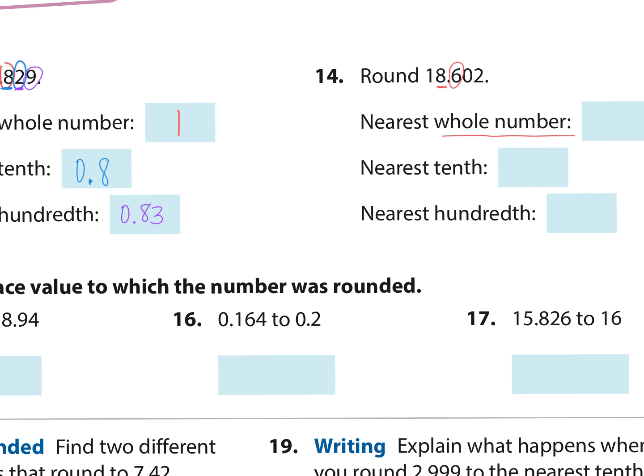So I underlined it up here. I'm actually going to be rounding the 8. So I look directly to the right. Since it's 5 or more, the 8 will go up to a 9. So my nearest whole number is 19. I'm not rounding to the nearest tens place, just the nearest ones, the whole number.